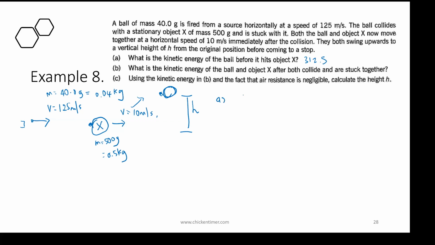So what was your working? Half mv squared. So you did half times 0.04 times 125 squared. That's true. Okay, so your answer is correct. Part B. Haven't tried. Well done.